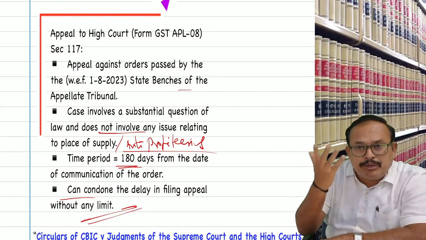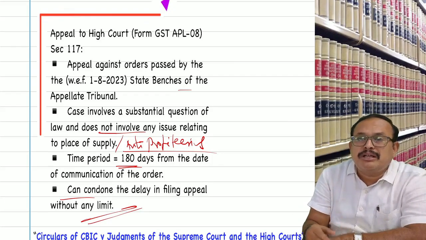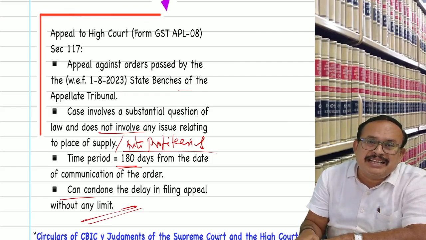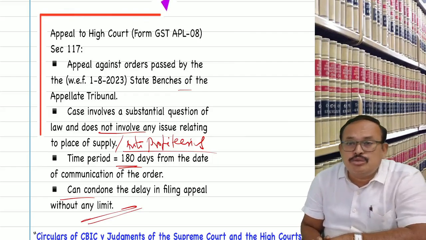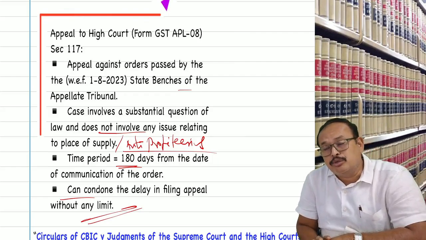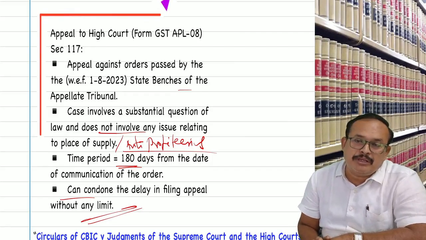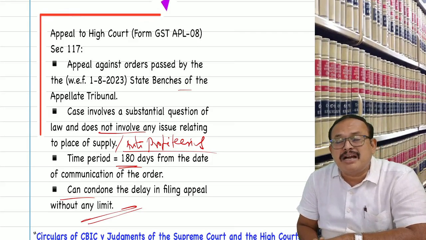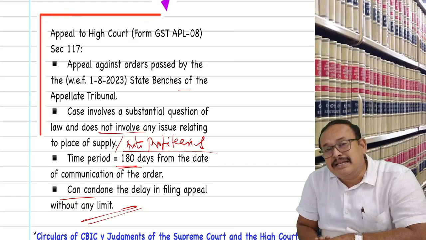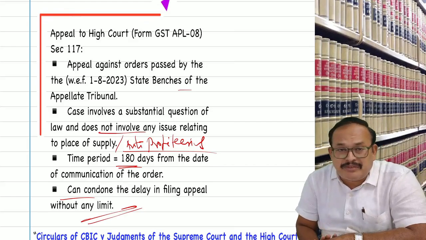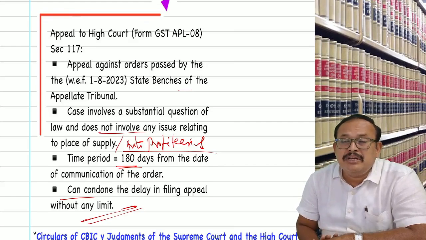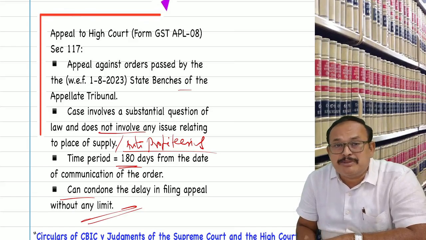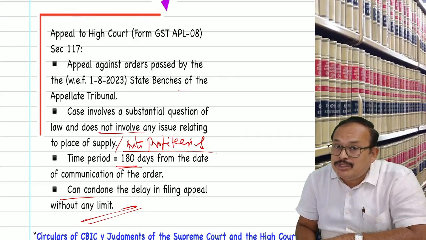Then, an order passed by the High Court, and I want to go to Supreme Court. Who am I? Department. You cannot go to Supreme Court if the tax amount involved is less than or equal to 2 crores. It should be more than 2 crores. If I am a taxpayer, you can go for appeal. Or if the tribunal passed the order hearing a case of place of supply, or a case of anti-profiteering where the principal bench passed the order, you can directly go to Supreme Court.